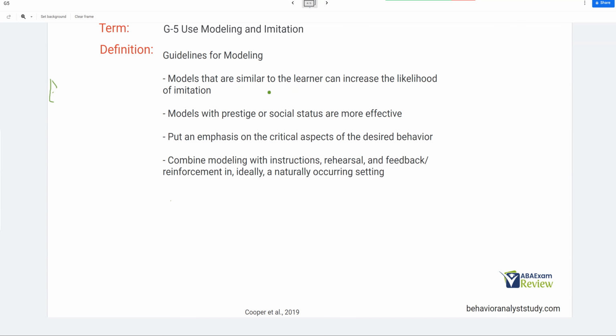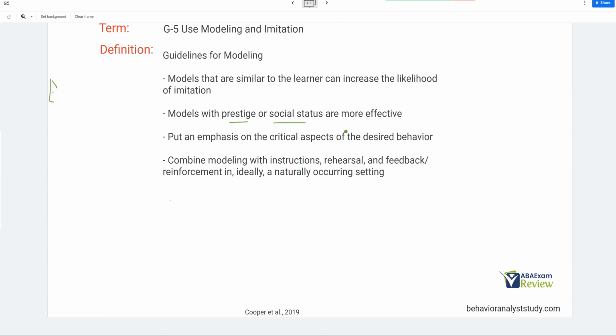Same goes for maybe young kids. Same goes for adults, right? What adult wants to imitate a kid? Well, not always, but that's the general idea. Models that are similar to the learner can increase the likelihood of imitation. Similarly, if you can find a model with social status or prestige, right? Those are more effective typically than just a random model.